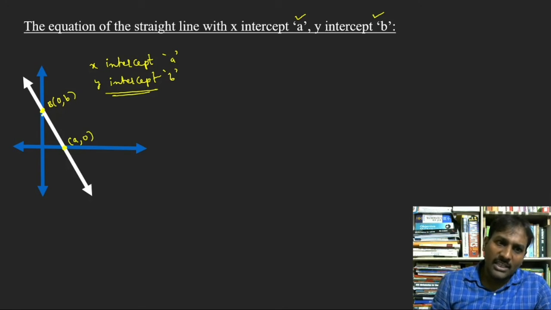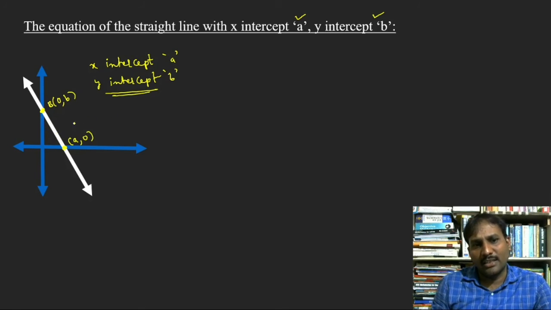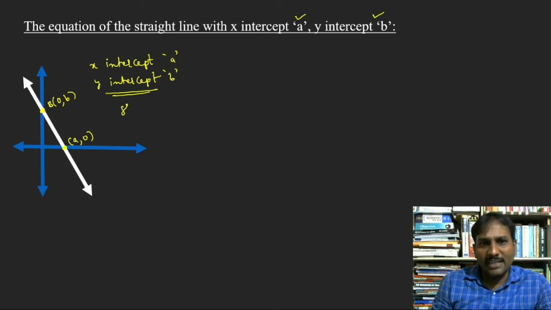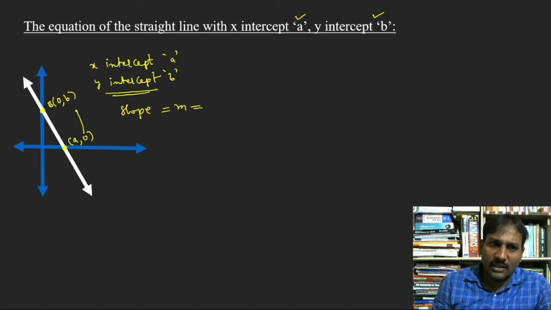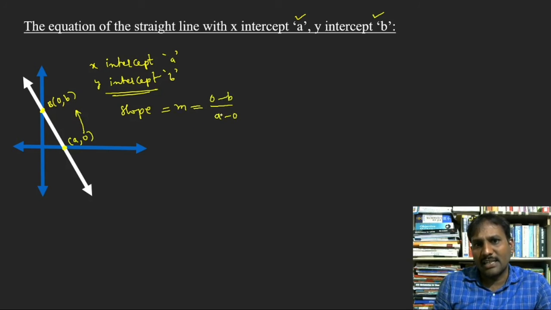Now if we know the slope of this line, we can convert this equation. We can find out the equation of the line in slope intercept form. That is y is equal to mx plus c. So what is the slope of this line? m is equal to y2 minus y1 by x2 minus x1. That is 0 minus b by a minus 0. That is minus b by a.